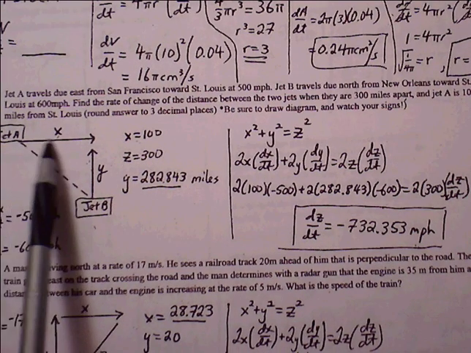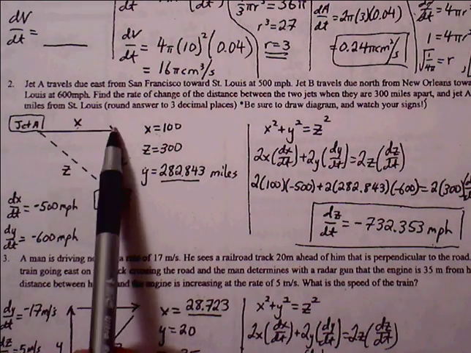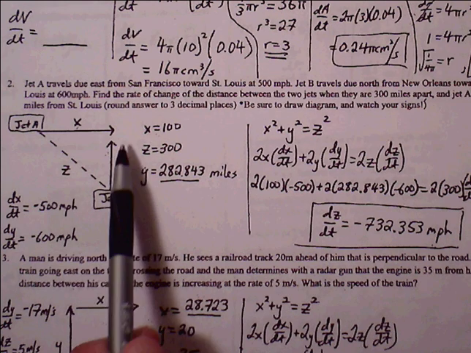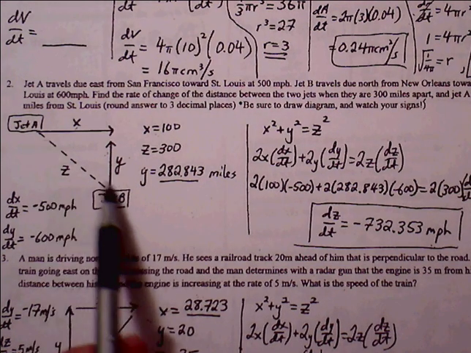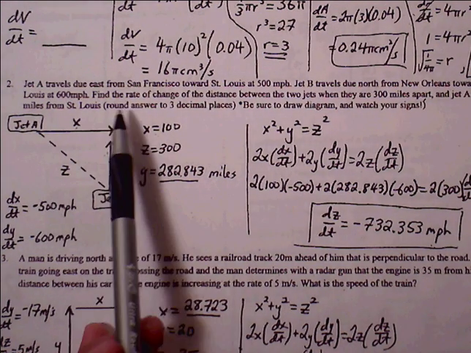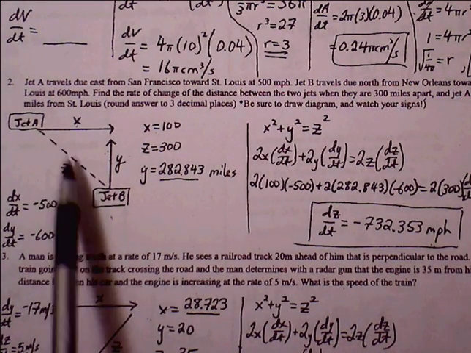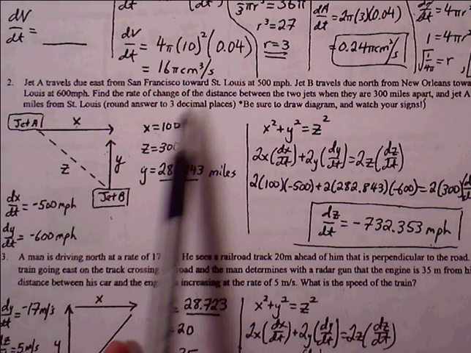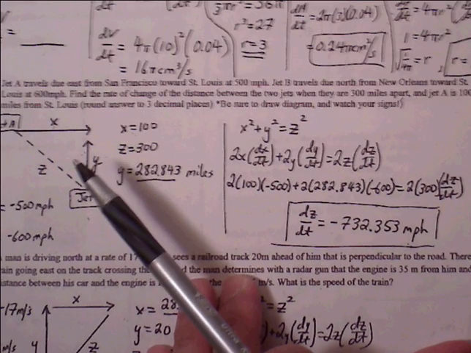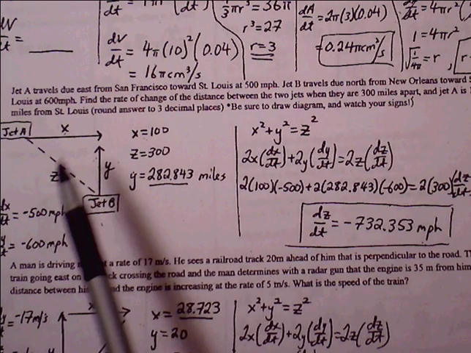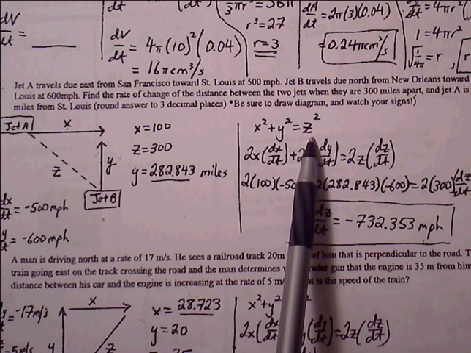I'm going to label the horizontal distance between jet A and St. Louis as x, the vertical distance from jet B to St. Louis as y, and the distance at any given time between jet A and jet B as the hypotenuse, z. It says find the rate of change of the distance between the 2 jets, so we're looking for dz/dt. The 3 lengths are related by the Pythagorean theorem, so we start with x² + y² = z².